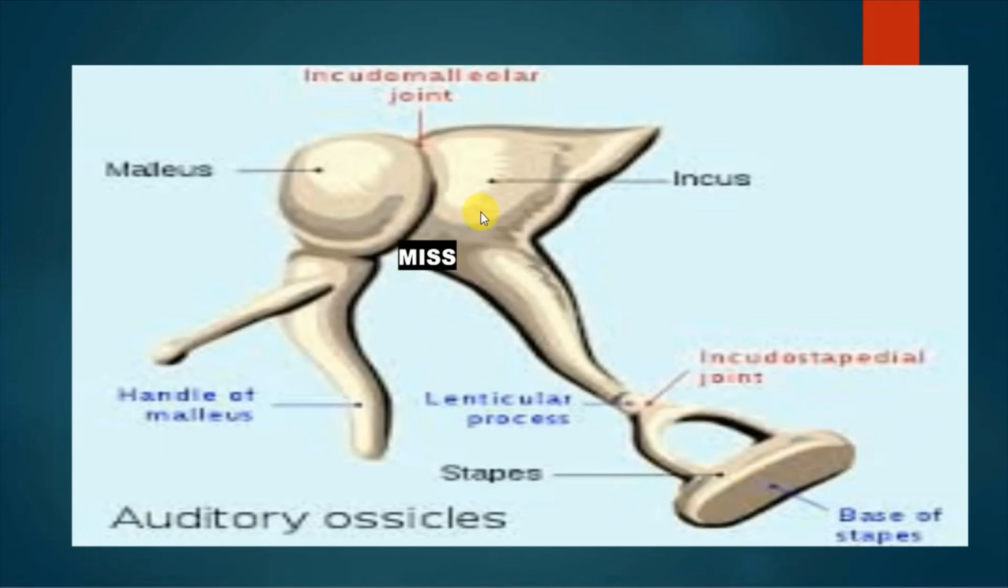Now, I have a mnemonic here for you. You can remember it by some other way as well. I remember it by this mnemonic, MISS. MISS stands for M for malleus, I for incus, S for stapes. And the other S is for synovial joints, because these ossicles are articulated with each other via the synovial joints.